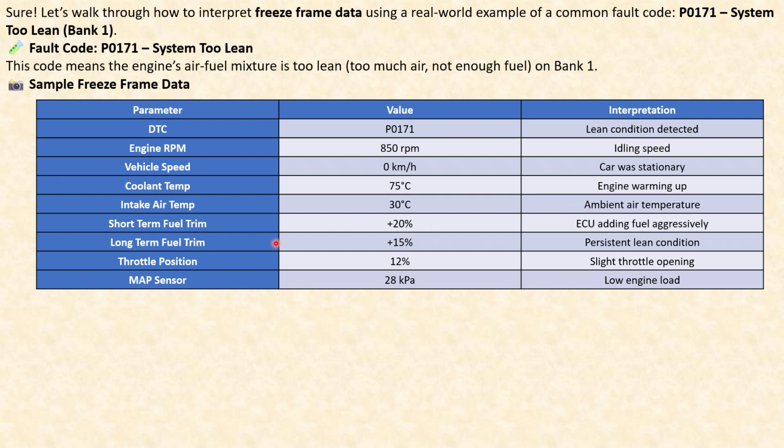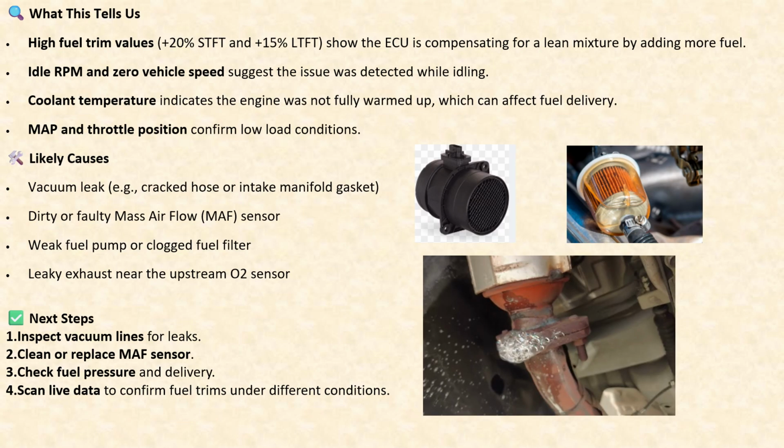Ambient air temperature. Short-term fuel trim plus 20 percent, which means the ECU is adding fuel aggressively. Long-term fuel trim is 15%, which means it is a persistent lean condition. Throttle position is 12%, which means there is slight throttle opening. It has not yet fully opened. And the MAP sensor, manifold absolute pressure, is only 28 kPa, which means engine load is also very low. So these are all the various inferences from freeze frame data.